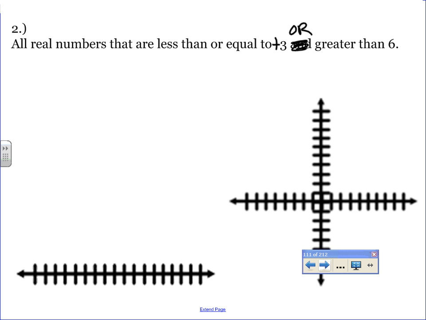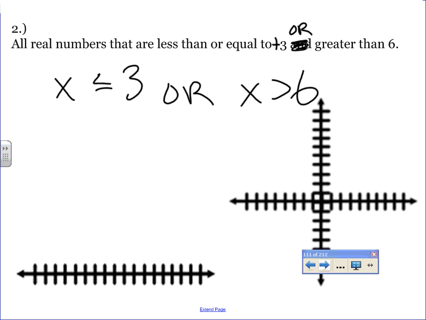All right, Nicolette, what'd you get? Less than or equal to? Okay. Good job. Everyone make sure you have exactly what Nicolette said. X is less than or equal to 3, or, it's an or compound inequality.